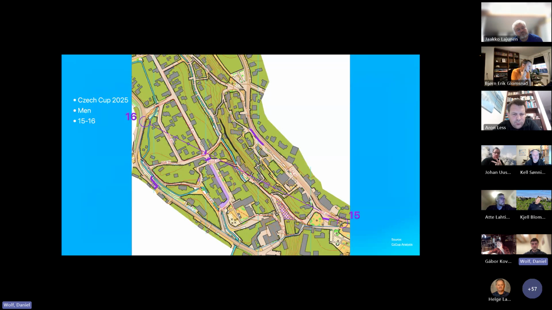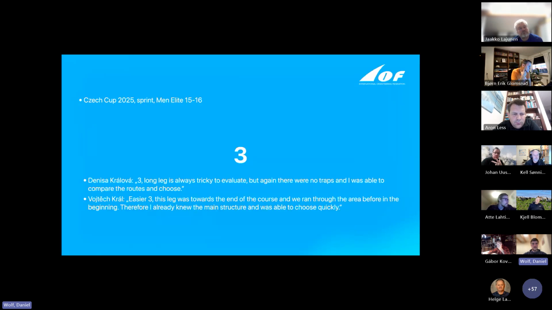We see some 4. Yeah, again, the athletes agreed on a number 3. The long leg gets a 3 because a long leg is always tricky to evaluate, but again, there were no traps and I was able to compare the route choices and choose. Wojtech said that for him it was an easier 3 because this leg was towards the end of the course and we ran through the area before in the beginning. So I already knew the main structure and was able to choose quickly.